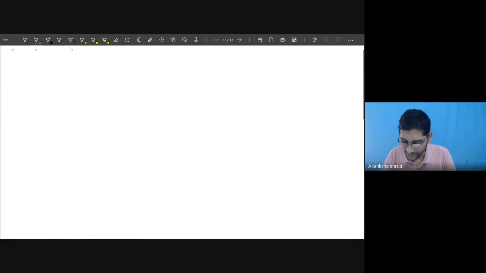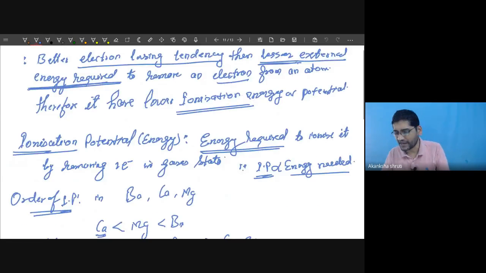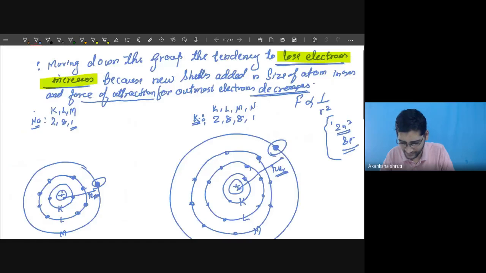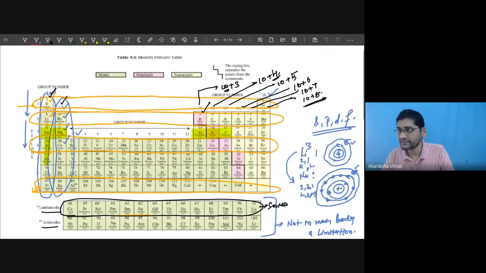So let us go in our periodic table. We are going to end. Hardly 10 minutes more is required for me. Okay, so don't be impatient. We have discussed everything, even a very small thing we have discussed.